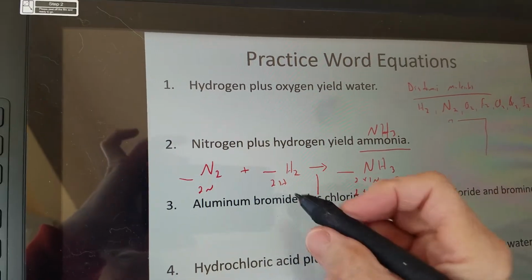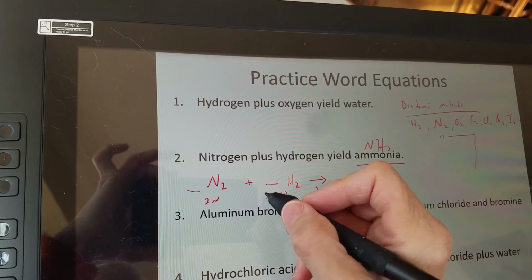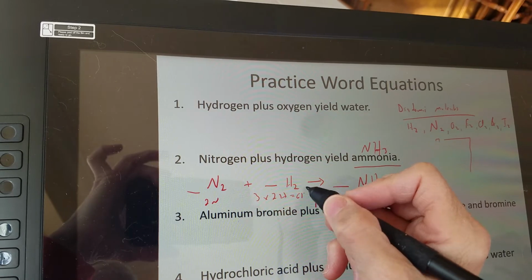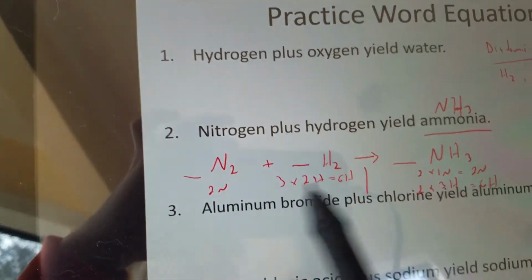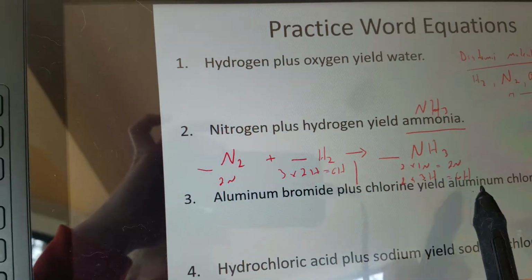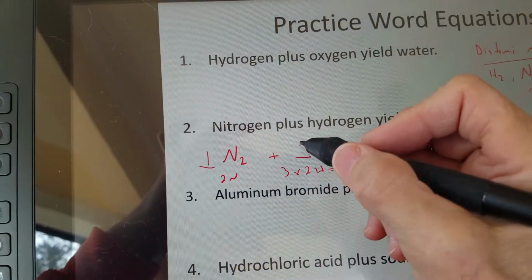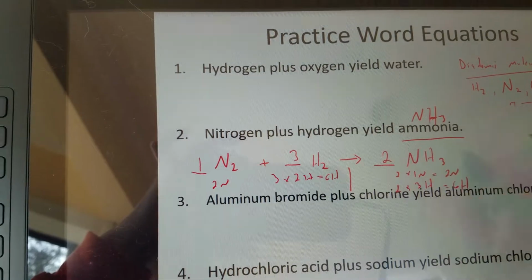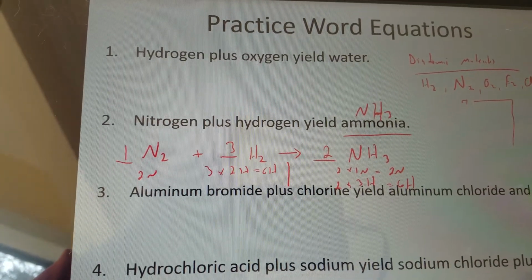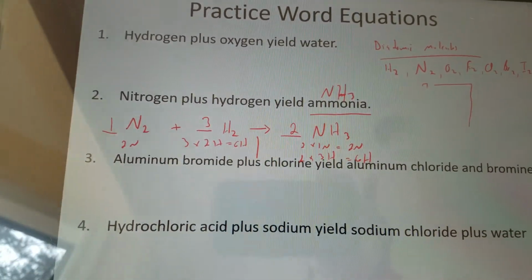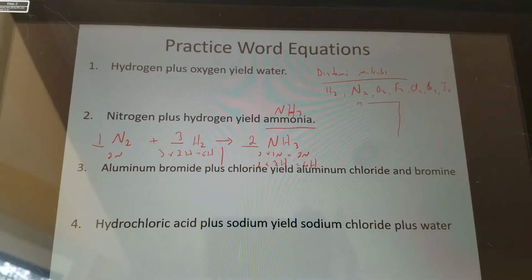I have 2 hydrogens here, 6 here. I'm going to multiply this one by 3. So now I'm balanced. I've got 2 nitrogens on both sides, 6 hydrogens on both sides. I didn't multiply this one by anything, so I put the 1. Multiply this one by 3, multiply this one by 2. So the trick on this one mainly is being able to write your formulas correctly.